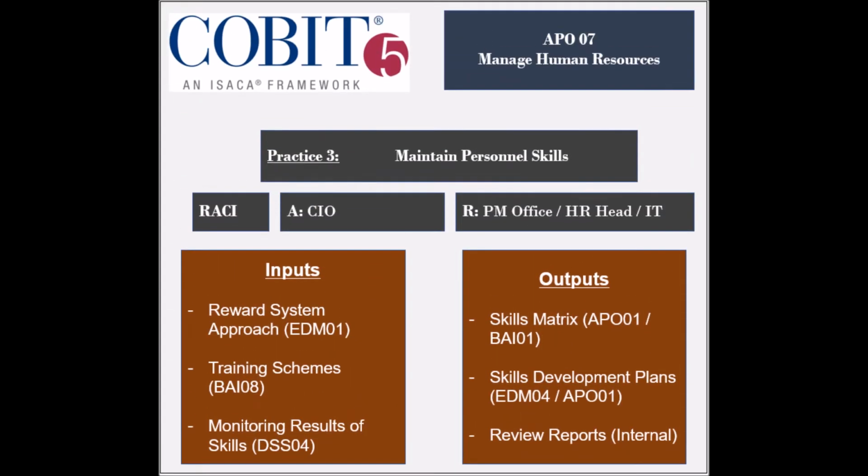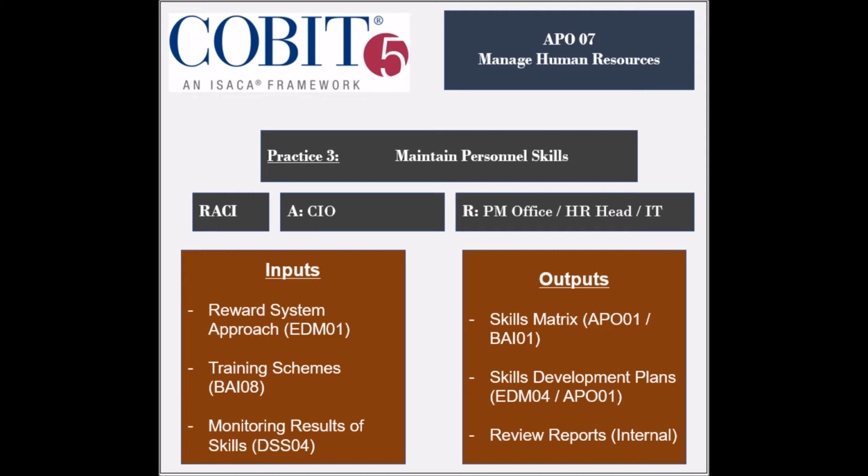The third practice is to maintain the personnel skills and competencies. From a RACI charts perspective, the entities that are responsible for this practice include the Project Management Office, the Human Resources Head, and several IT heads and managers. The entity that is held accountable is the Chief Information Officer.